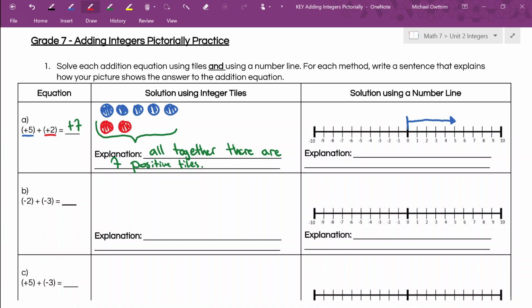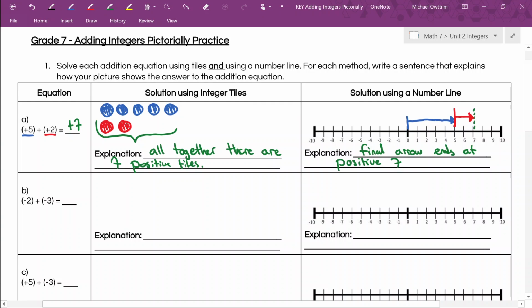For my next integer, I always want to start it from the tip of my last arrow, and my next integer is positive 2. Positive means to the right, and 2 means 2 spaces. So 1 space, 2 spaces further to the right. The final location of my integer arrows is at positive 7. And of course, that's the same answer, positive 7, for the same question.